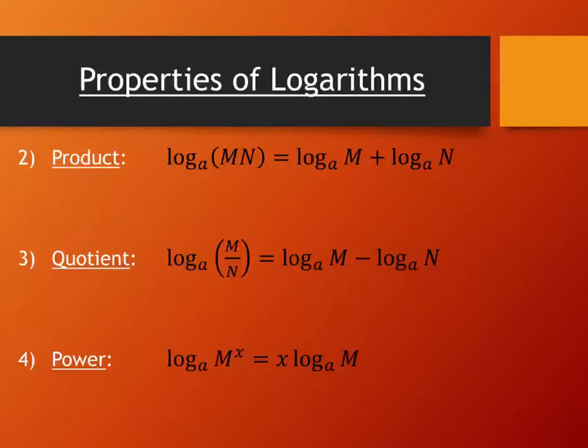So the first one says that if you have log base a of m times n, you can separate it into 2 logs where you're taking log base a of m and log base a of n and you're adding them.